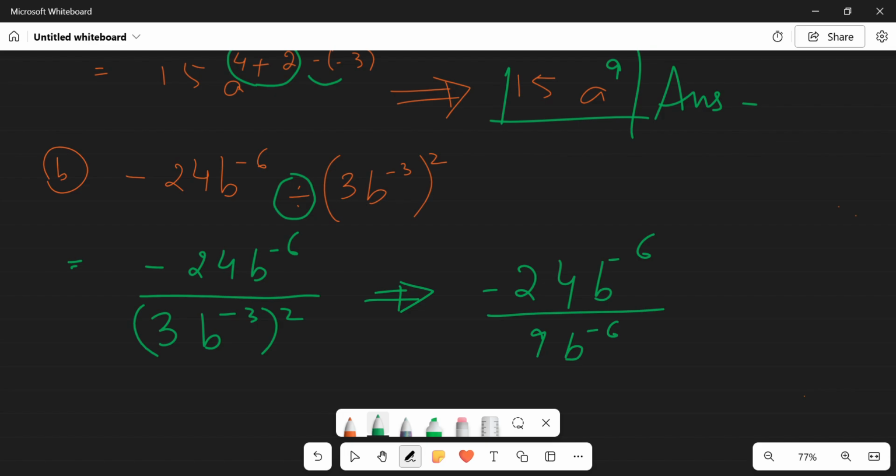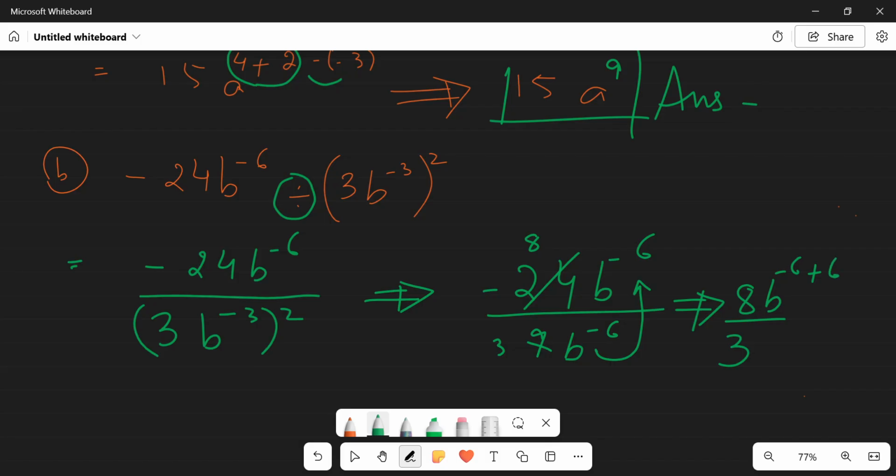Now we simplify 24 and 9. Yes, we can simplify by the 3 times table: 3 threes are 9 and 3 eights are 24. So we are left with 8 over 3. And those b and b, they both are common. So what I'm going to do here, this minus 6 will go to the numerator position, so it gives you plus 6.